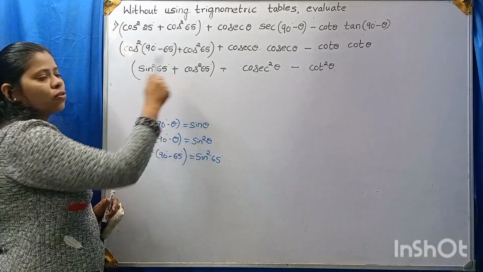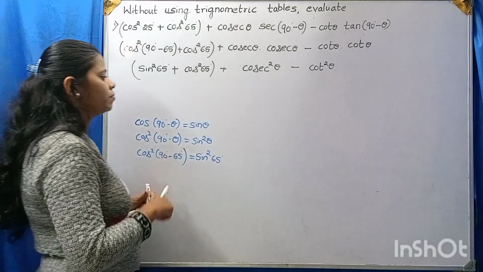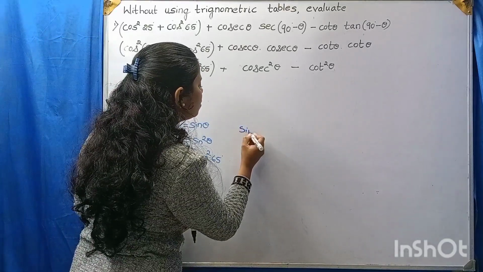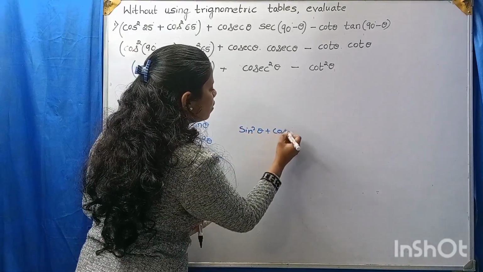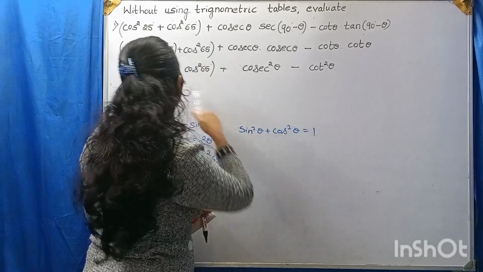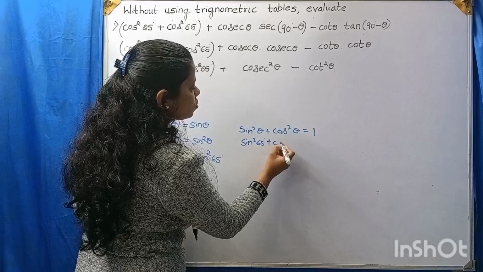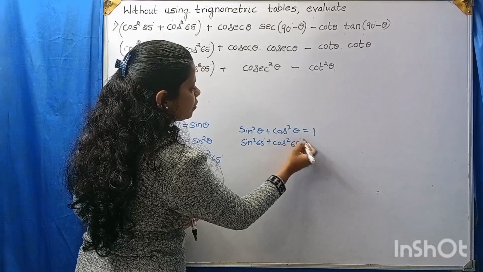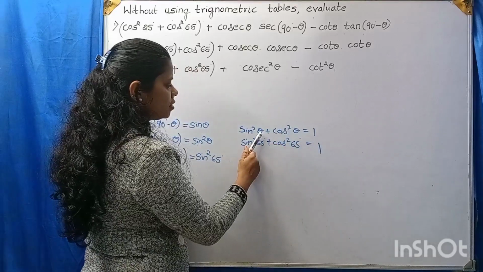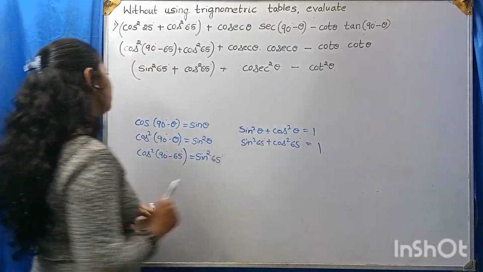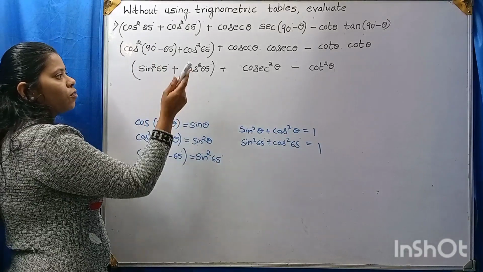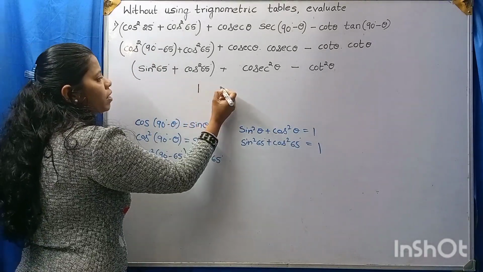Sin square theta plus cos square theta is 1. Here, sin square 65 degree plus cos square 65 degree will become 1 because the theta is the same. Sin square 65 degree plus cos square 65 degree will become 1.